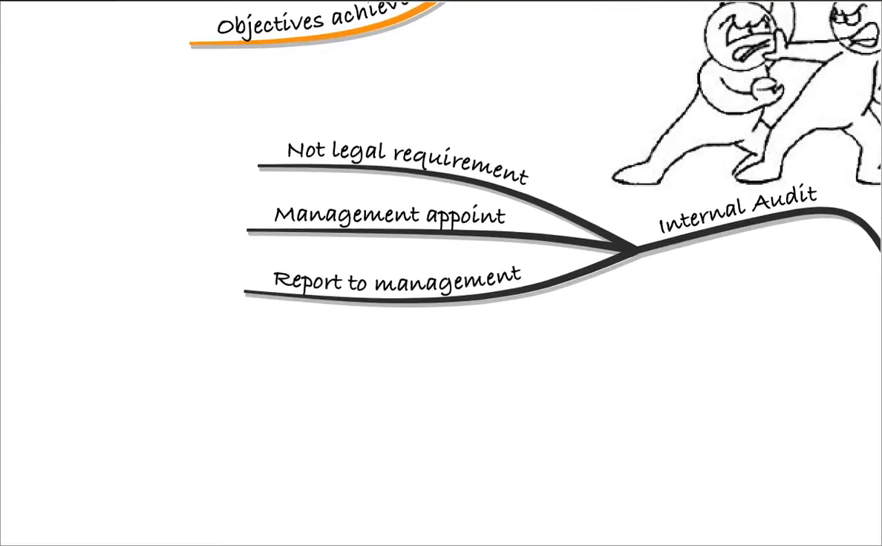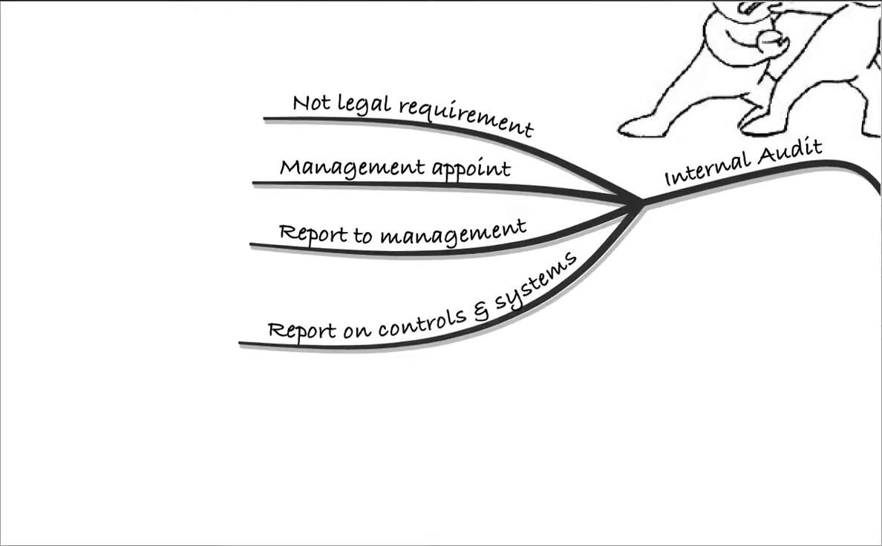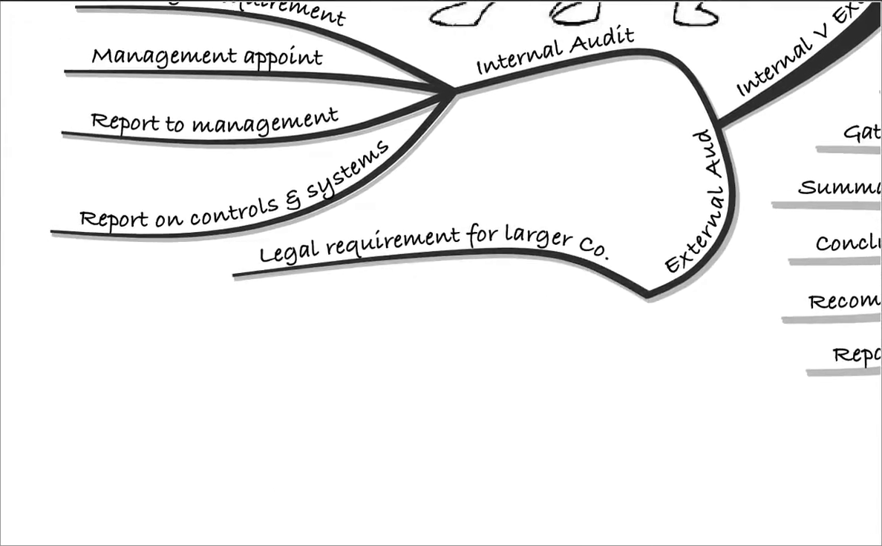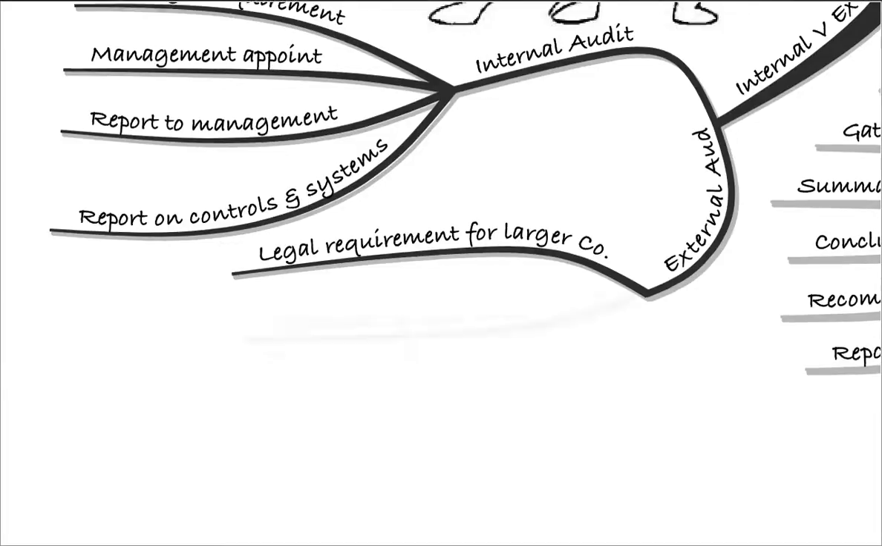Again, it may well go through the audit committee, but it's for management and for management to act upon the recommendations. And that report will be on the controls and systems in the organisation. So are the controls in place? Are they being carried out? And are all of the systems compliant with laws and regulations? So that's what internal audit are there to do. Comparing that to external audit, well, external audit is a legal requirement for larger companies. Remember, if you're a large company, you're going to have to undertake an external audit, unlike internal audit, which we said wasn't a legal requirement.